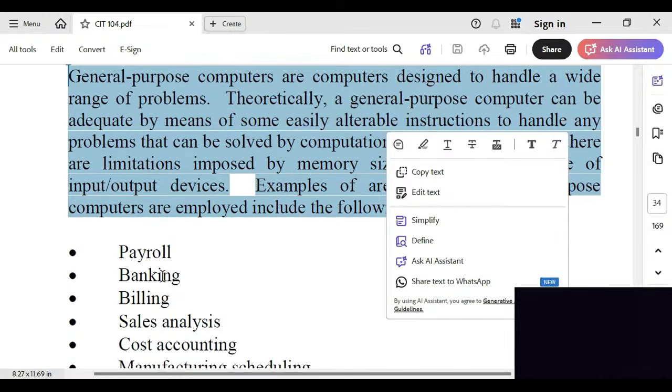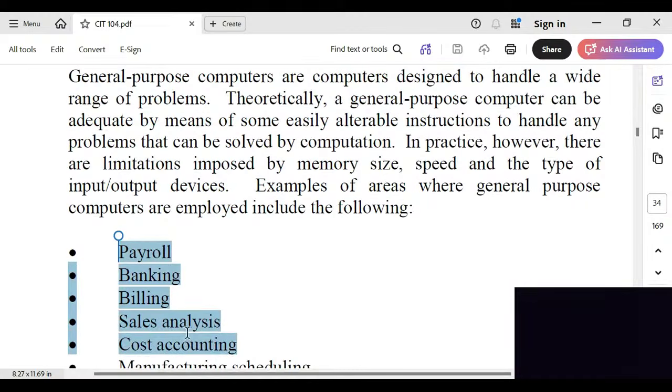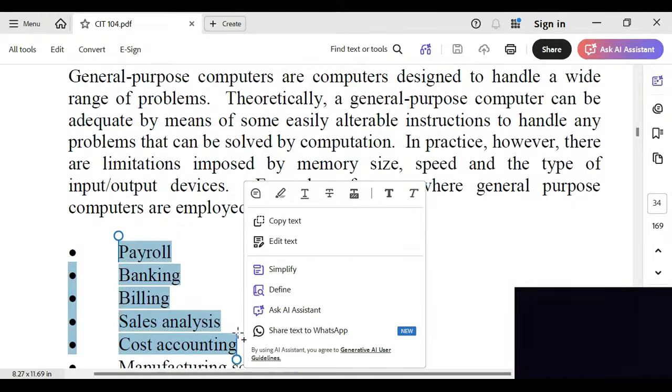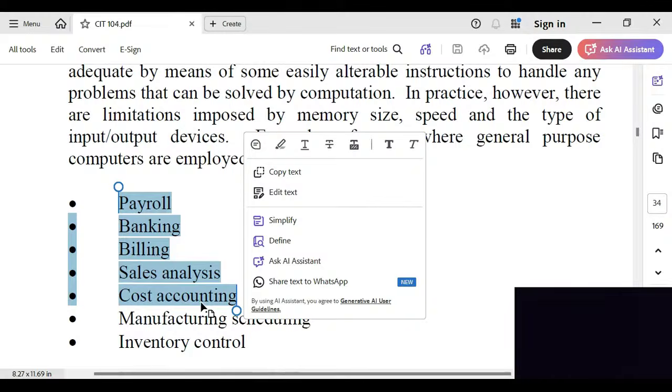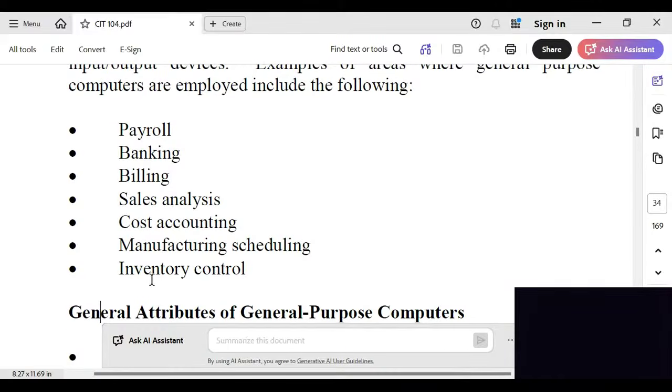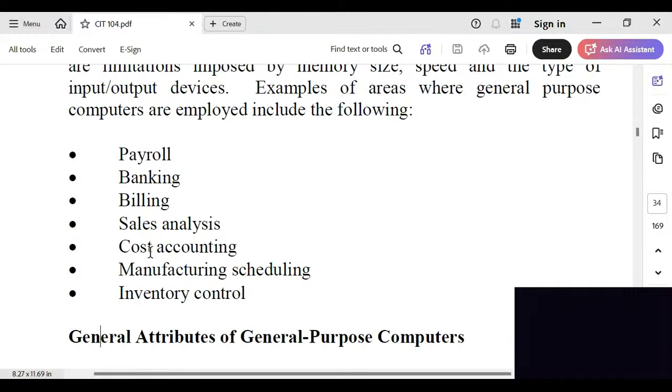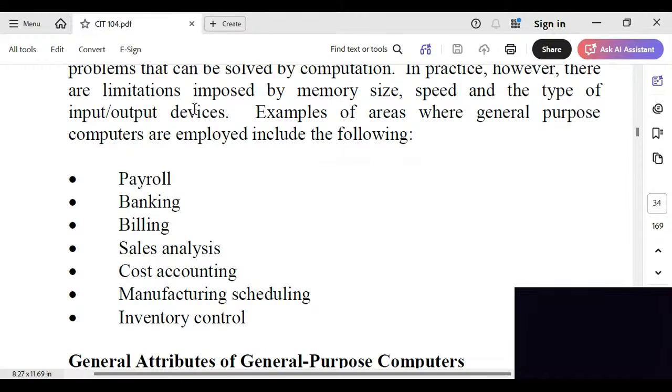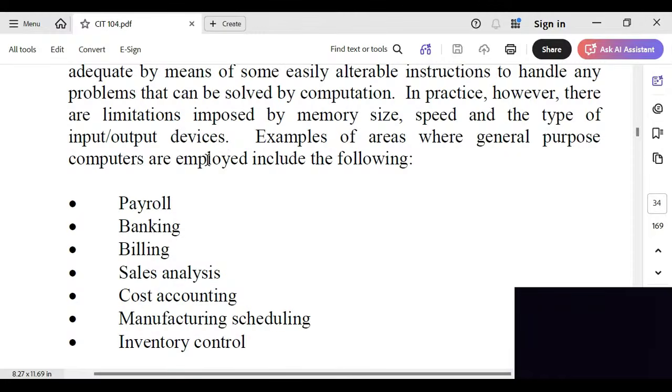Examples of areas where general purpose computers are employed include the following. They are employed in payroll, in banking, in billing, in sales analysis, in cost analysis, in manufacturing scheduling, in inventory control. Just think of anywhere that you can think of, general purpose computers can serve there. In the school, in the bank, in the industry, anywhere, because they can do anything you can imagine. Just install the application on them and they are good to go. So they have some limitation.